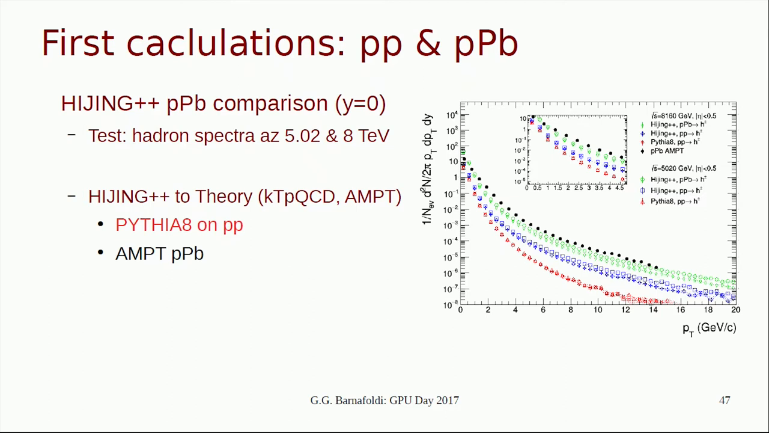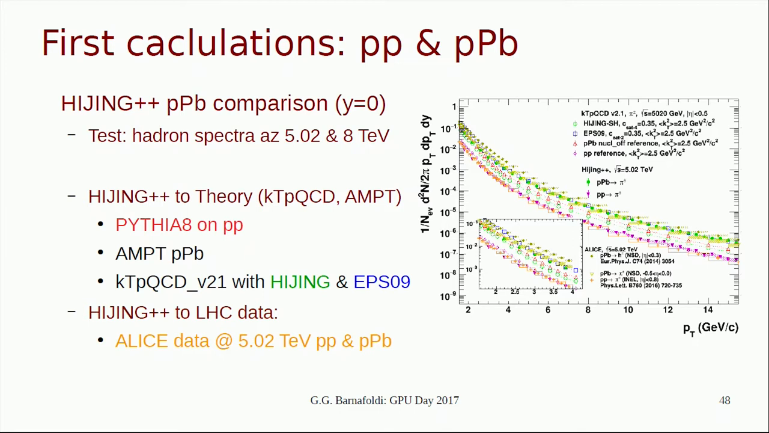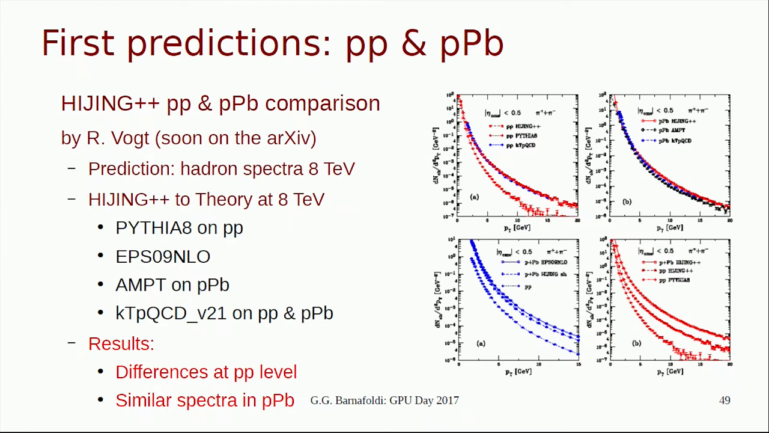So we used the new version of the HIJING and the PTR, and this also agrees very well at proton-proton level. And we also put in the experimental data, and this is also very nice. We just published the comparison to other models, and it seems it's really very nice.